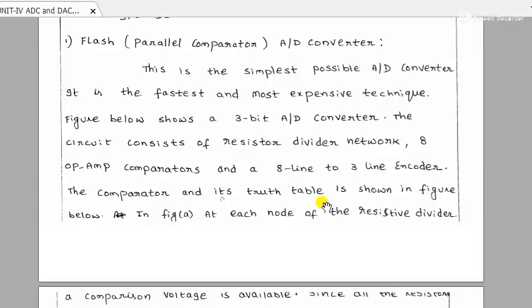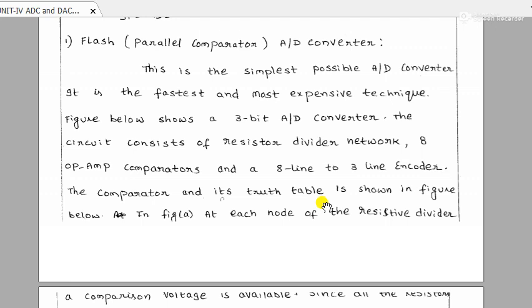Hello everyone. Now we are going to see about the flash type A to D converter. Basically, the A to D converter is classified into two groups. One is the indirect type ADC, another one is the direct type ADC. The flash type A to D converter is the direct conversion type of A to D converter. And it is also named as parallel comparator.